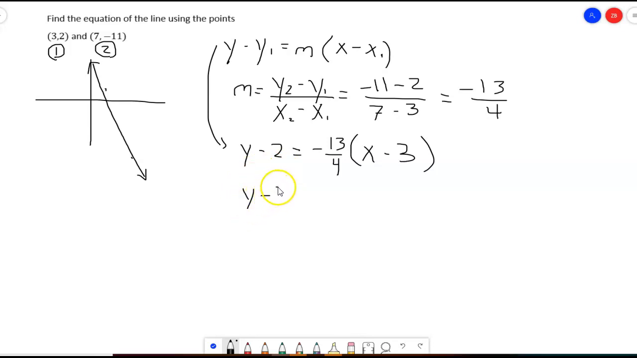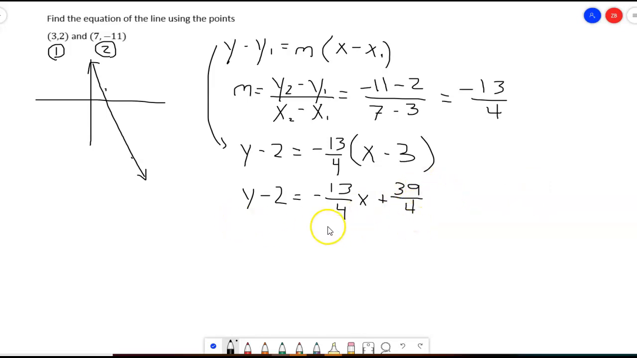All right. So y minus 2 is equal to, I'm going to distribute this. So this is negative 13 over 4 x minus, and then it's going to be the 3 times that. Minus times a minus, that's going to turn into a plus here. That's negative times a negative. And 3 times 13 is 39. So this is going to be 39 over 4, which is almost 10. I think that's 9 3/4 if we were to turn that to a whole number.